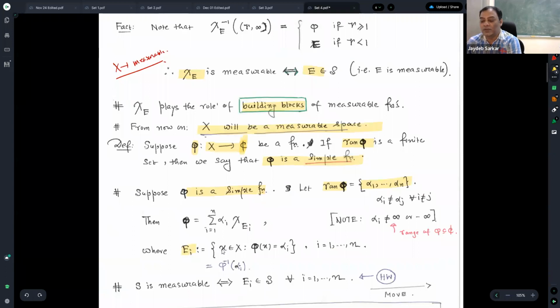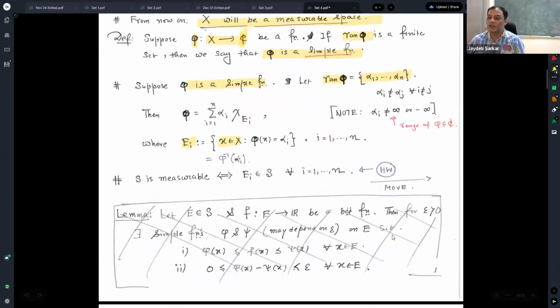E_i is those points in X such that phi(x) equals alpha_i. Or you can say that this is phi inverse of alpha_i. So in other words, if a function takes only finitely many values, you just look at the pre-image and consider that set. So this is just the pre-image of alpha_i, and you rewrite phi as the linear combination of these simple functions, that means the characteristic functions.